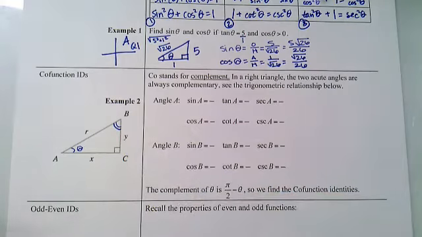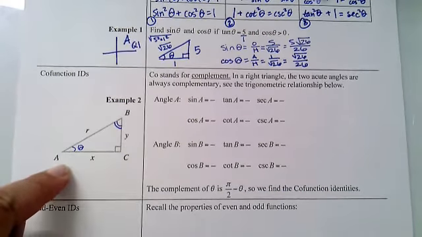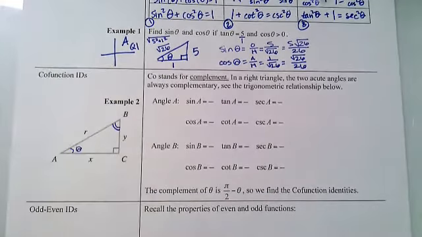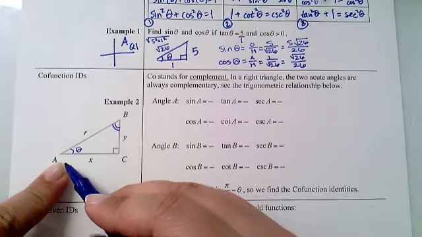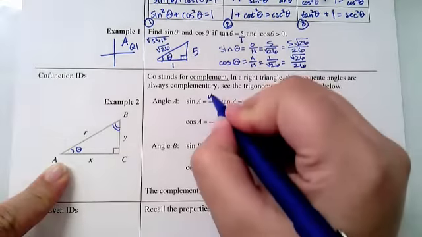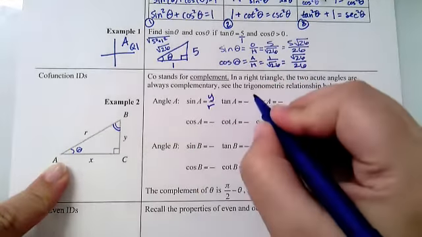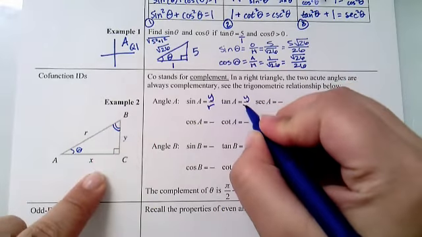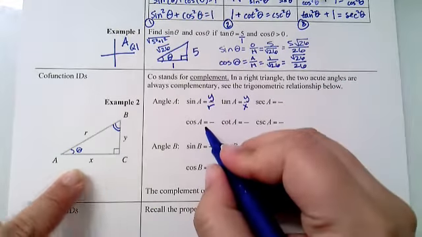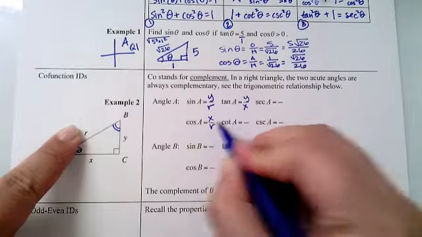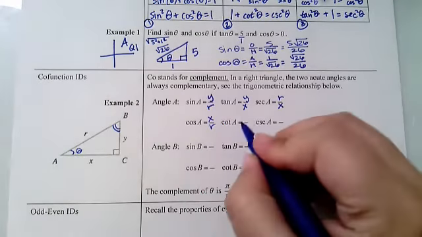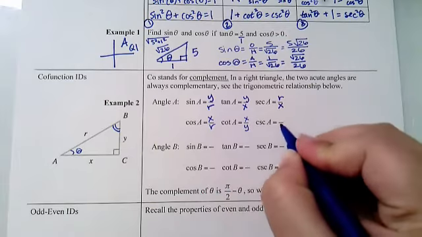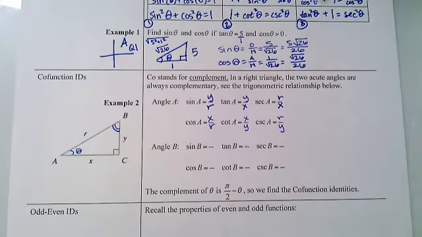And so we actually end up with a relationship that sine of angle A is going to be equal to cosine of angle B. So I'm going to show that to you. Let's look at angle A first. Sine, opposite over hypotenuse, that's y over r. Tangent, TOA, y over x. Cosine, CAH, is x over r. Secant is the reciprocal of cosine, so that's r over x. Cotangent, x over y, cosecant, r over y.